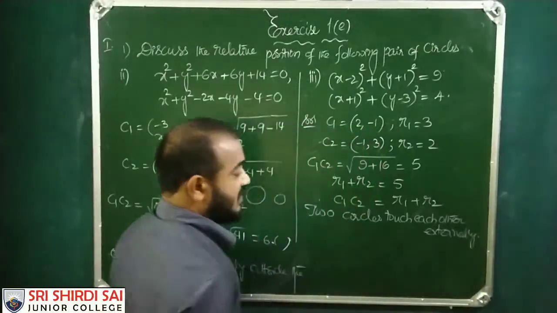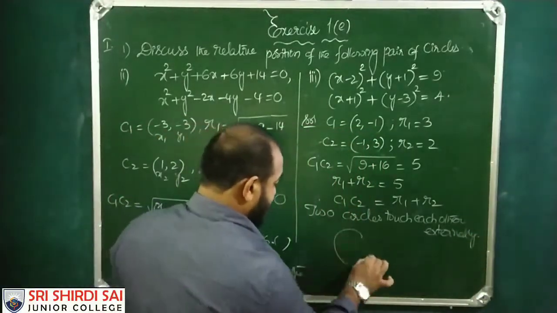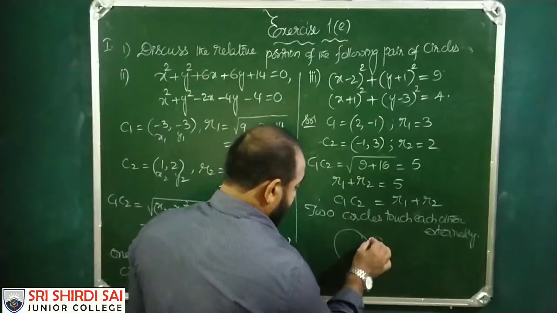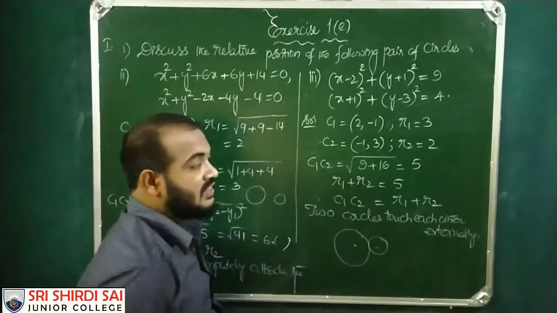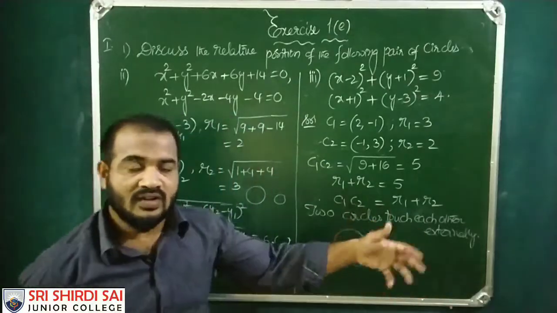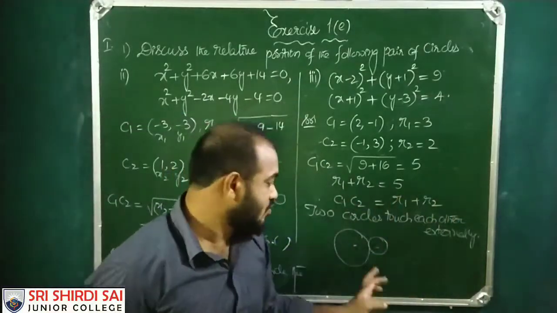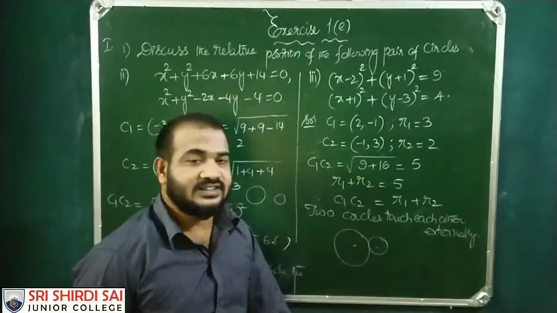Two circles touch each other externally. That means one circle is like this and another circle should be like this. So this is what he is asking. What is the relative position of these two circles? These two circles touch each other externally.